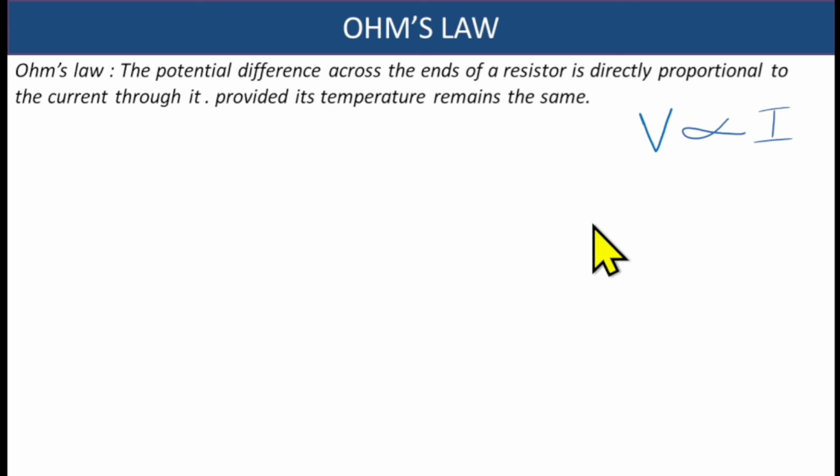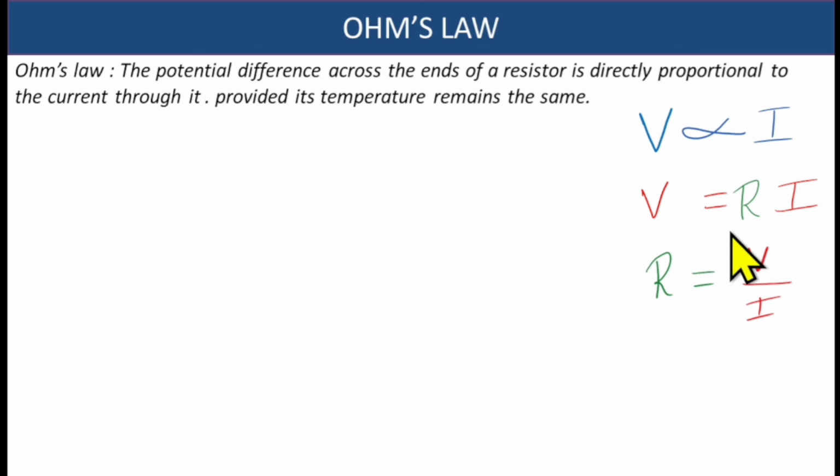Suppose we want to calculate the voltage, this is the formula: voltage is equal to resistance into current. To find resistance, it is equal to voltage by current. And the last formula, current I is equal to voltage by resistance. These three are very important formulas. Just practice these formulas, right?